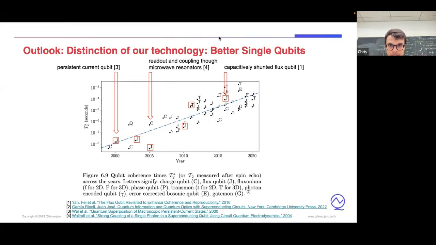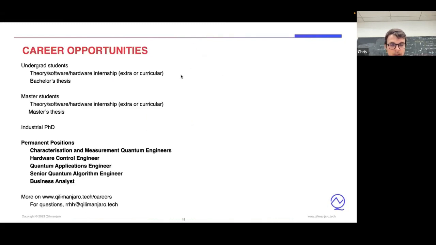And I think that's basically the physics part of the talk.